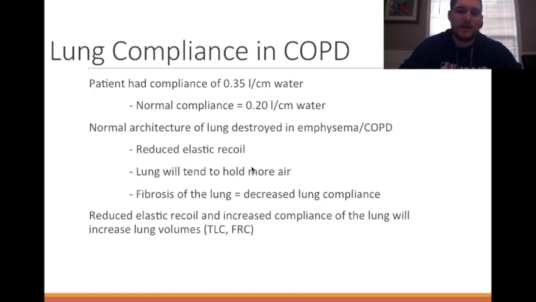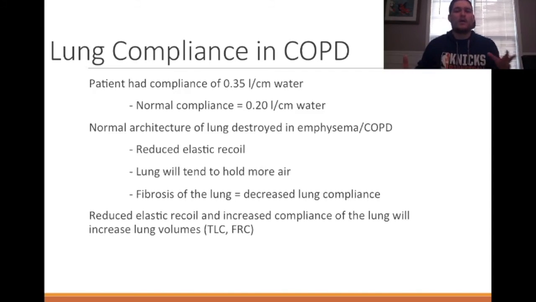And the reason that compliance is increased is because the normal architecture is destroyed with emphysema or COPD. There is less elastic recoil. The lung is going to hold on to more air, more volume of air, and that's why we see that increase in compliance. Again, that's volume over pressure. And then we also have, in extreme cases, fibrosis of the lungs, which would actually decrease lung compliance. But again, you have to go patient by patient and depending on what stage they are to really look at the differences that occur.